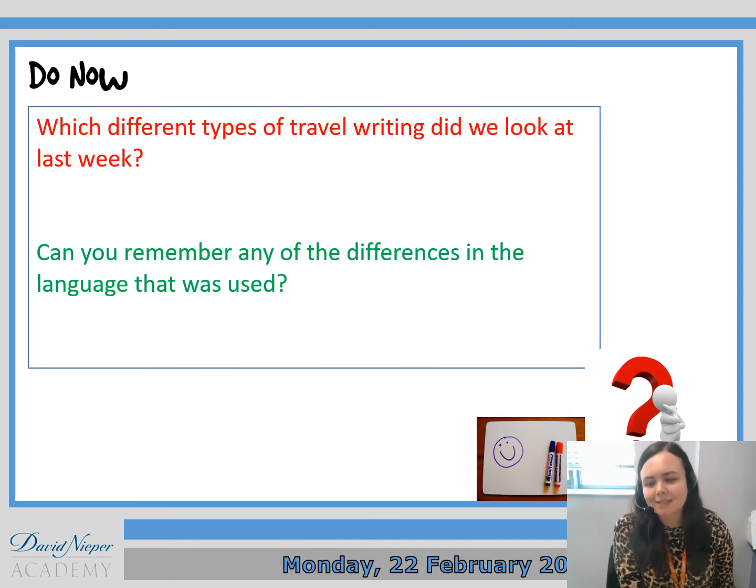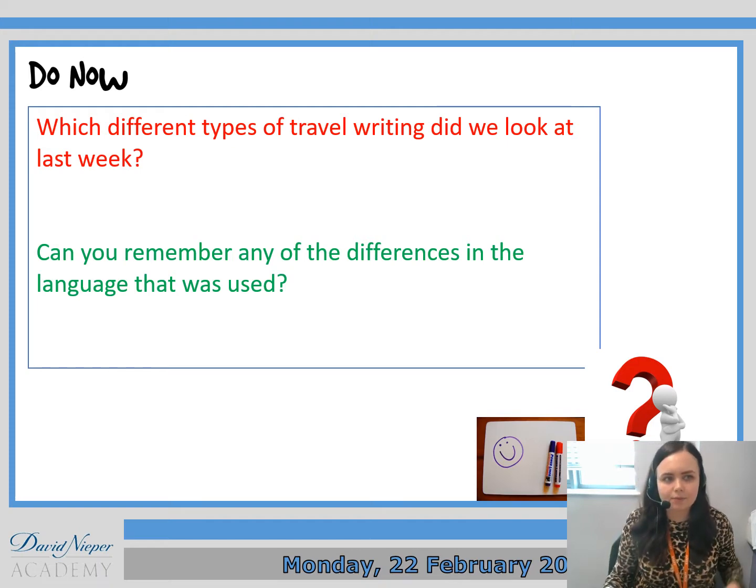So we're into our second week of online learning and our second week of travel writing. My questions to start off this lesson are: which different types of travel writing did we have a look at last week, and can you remember any differences in the language that was used? Give yourself 5 minutes to have a go at this task and then move on to the next slide to see the answers.